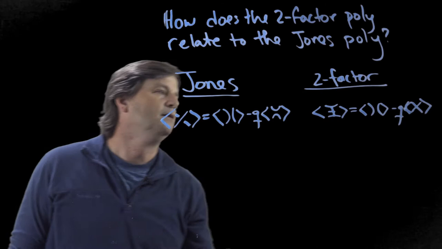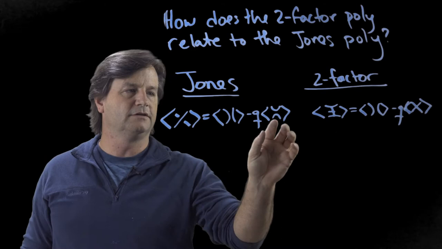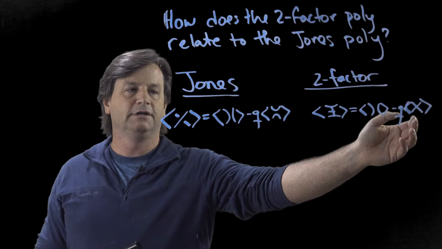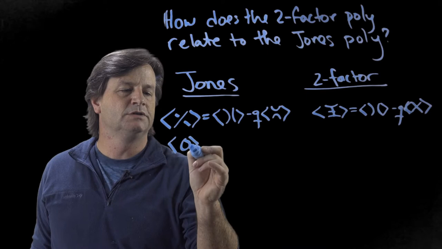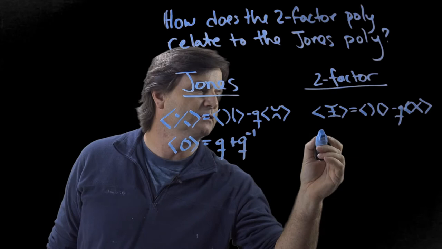It has a unique feature that it introduces a cross instead of resolving the other way. But this is okay in graph theory, and actually it's okay in virtual knot theory as well, because that would just be a virtual crossing. So they're different in that respect, but in terms of the evaluations on the loops, they're the same. So in Jones, it's usually this, and in the two-factor, it's the same thing.